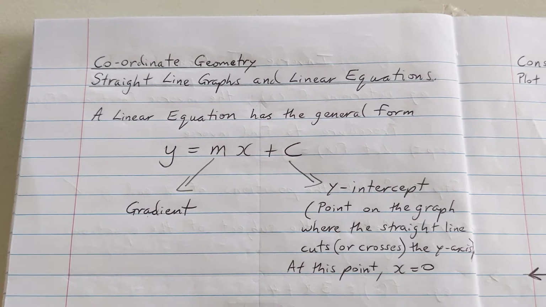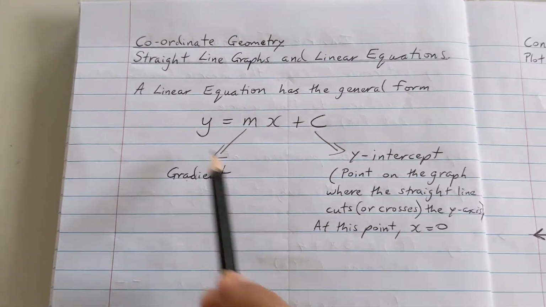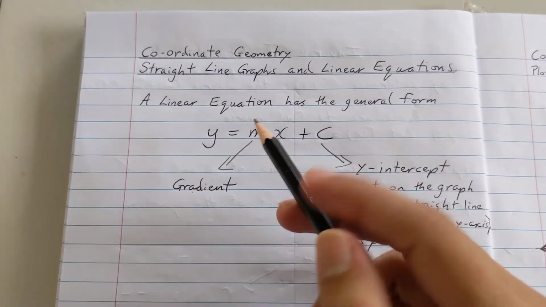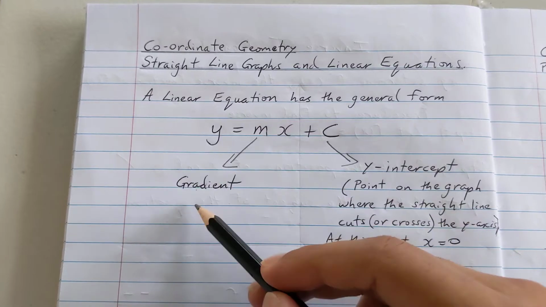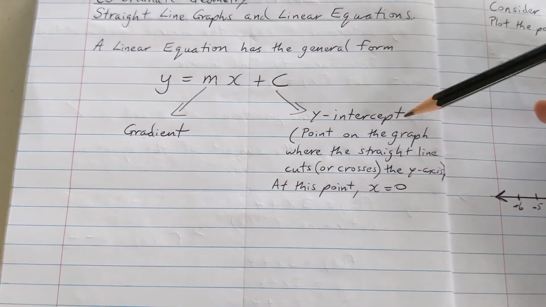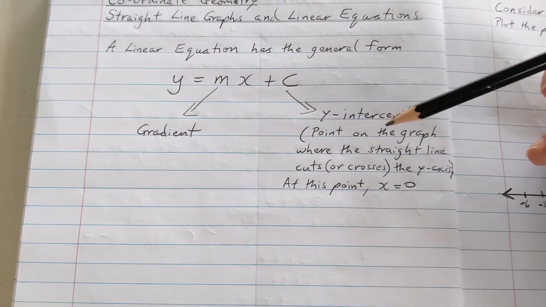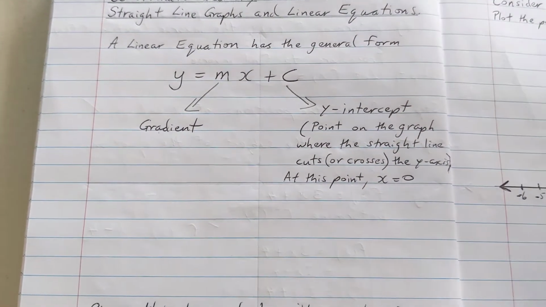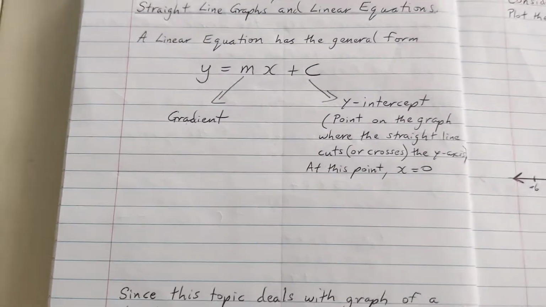So a linear equation has the general form y equals mx plus c. This is what we call the equation of the line, the linear equation, and m and c have specific names. m will be the gradient, and we'll see that in more detail later. c is the y-intercept, or the point on the graph where the straight line is going to cut or cross the y-axis, and once it crosses the y-axis, that point is going to have x equal to 0.